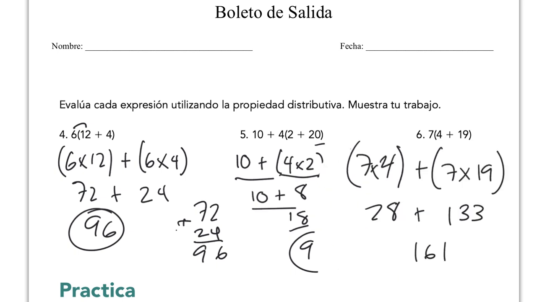All right, guys, so this will be our last one. 7 times 4, here we go, right there. And then 7 times 19, also right here. And then you get 28 when you multiply 7 times 4, and then you get 133. Just go ahead and add those 2, and you should have gotten 161. All right, guys, that'll be a wrap up for writing equivalent expressions using the distributive property. We're going to keep practicing, so I'll try to add some other questions at the end.